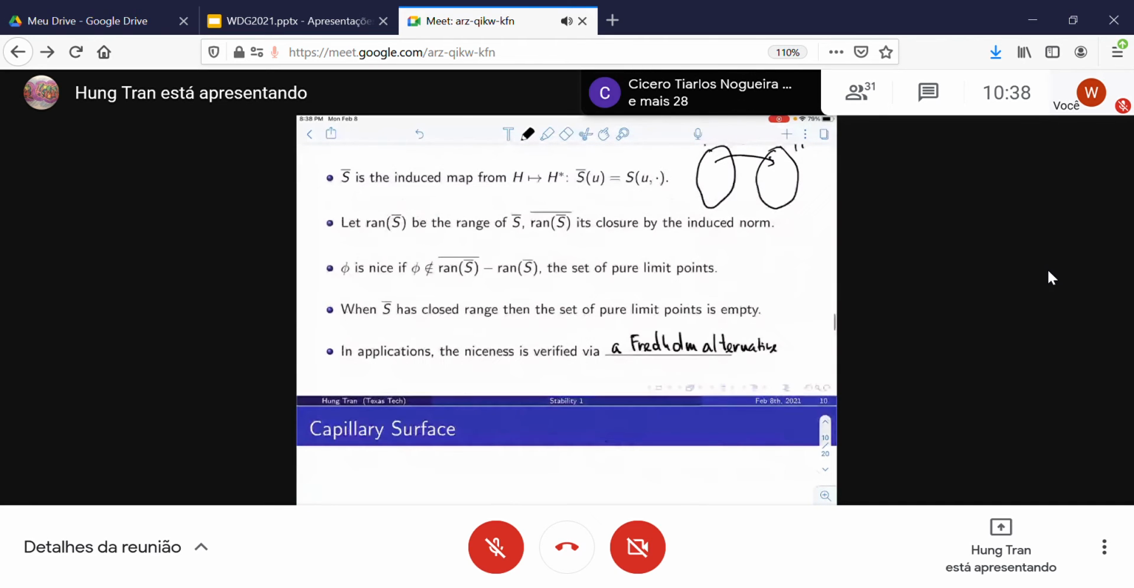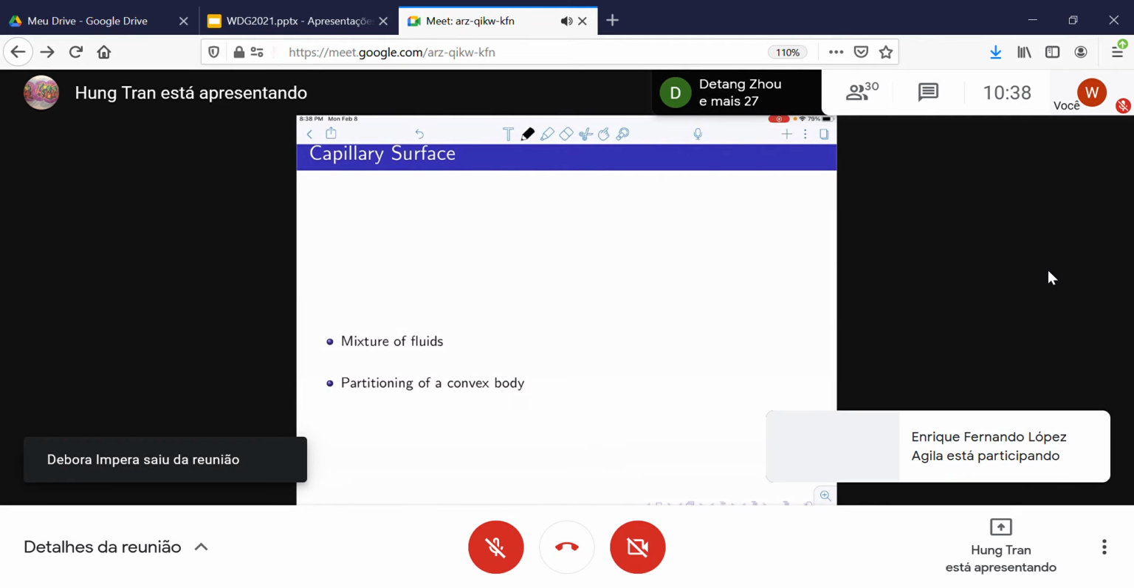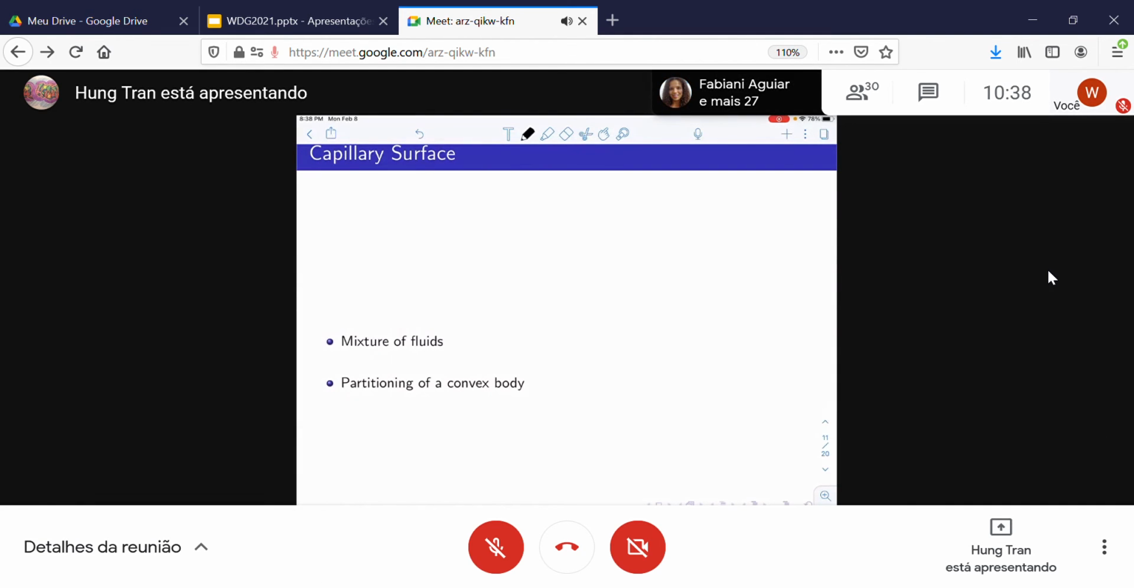No. So now let me discuss some applications here. We think that our abstract framework should be applicable in many situations. And the first situation we try to study in detail is about capillary surfaces, because this subject is of great interest to not just mathematicians, but also people working in physics, in applied math, and in some situations biology. So I think this is a great subject to apply our abstract framework.